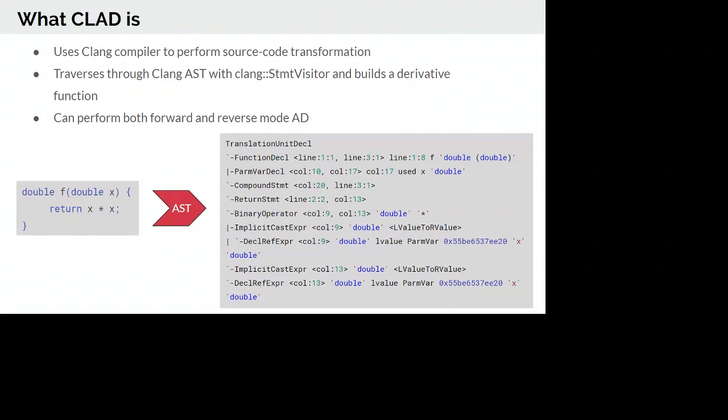How CLAD works is that basically when you give it a function, it tries to generate an AST, or an abstract syntax tree of it, and you can see an example of it on the right. It traverses through this AST through something called Clang StmtVisitor, and through traversing something like this TranslationUnitDecl, it tries to build a derivative function based off it. And CLAD can perform both forward and reverse mode AD.